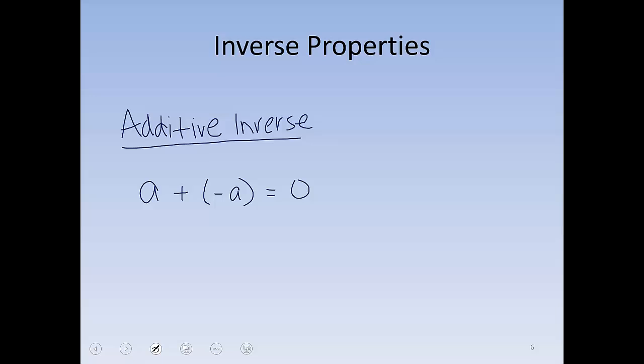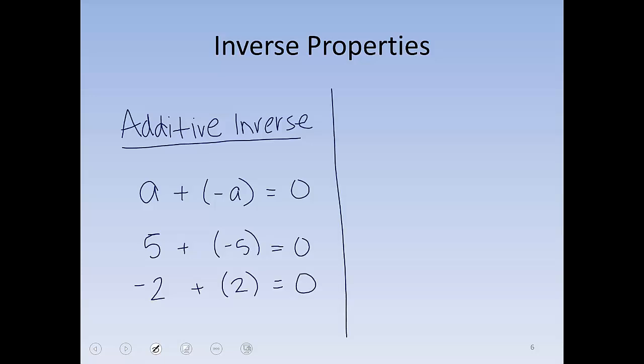Think of any example. 5 plus its opposite will give me 0. Negative 2 plus its opposite will give me 0. So the additive inverse is actually the opposite. Go ahead and write that down.